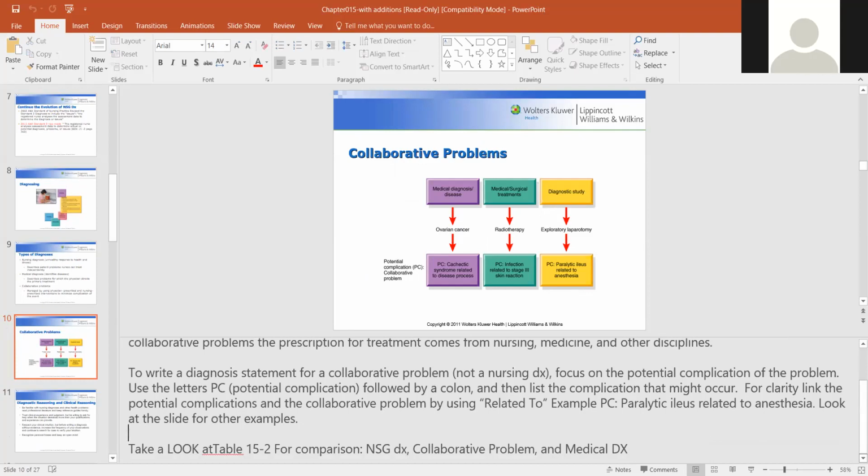To write a diagnosis statement for a collaborative problem, not a nursing diagnosis, you would focus on the potential complication of the problem. And in front of it, it'll say potential complication or PC, followed by a colon. So then you would list the complication that might occur. All right, so it would say PC, that's potential complication, paralytic ileus related to anesthesia. All right, so this isn't your actual nursing diagnosis. This is a potential complication.